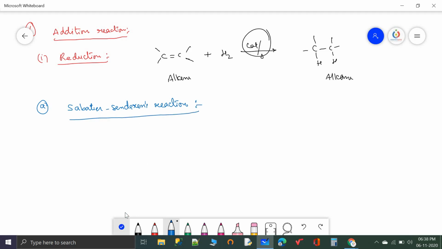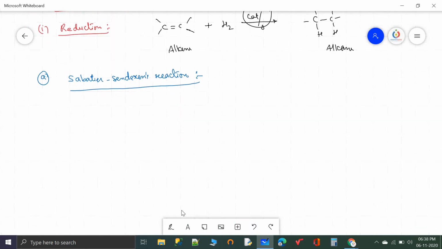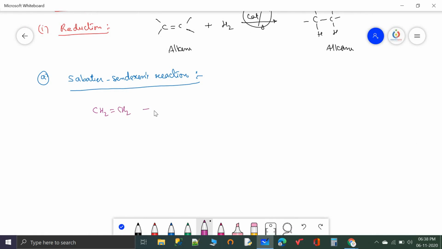So, in the Sabatier-Senderens reaction, we just take the alkene. You can take any alkene, ethene, propene, anything, add hydrogen in the presence of a nickel, platinum or palladium catalyst and directly you will get the ethane molecule. And in most textbooks, they mention 200 degrees centigrade, right?